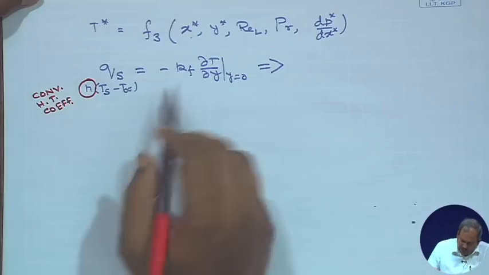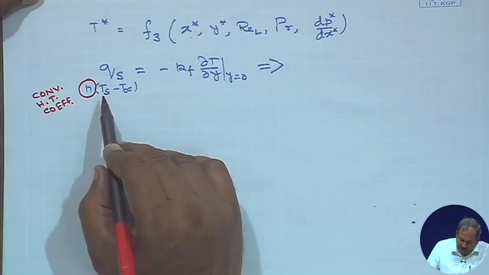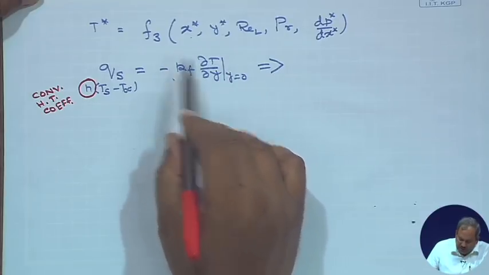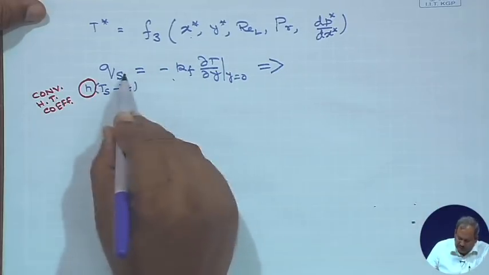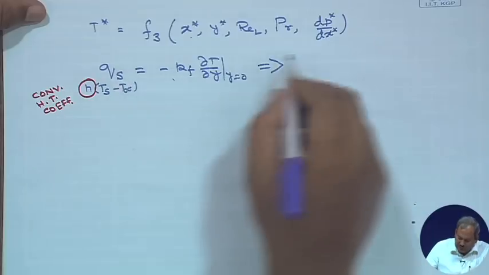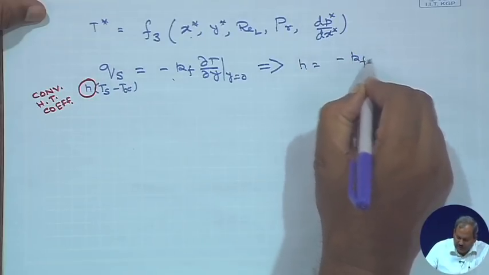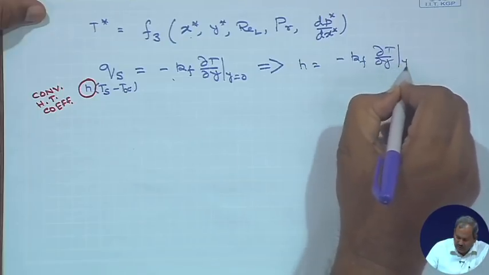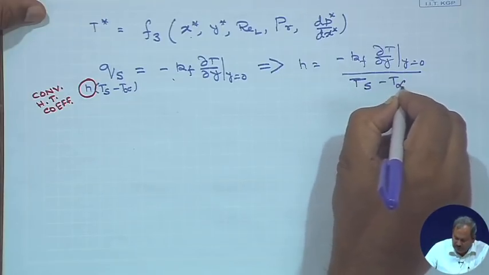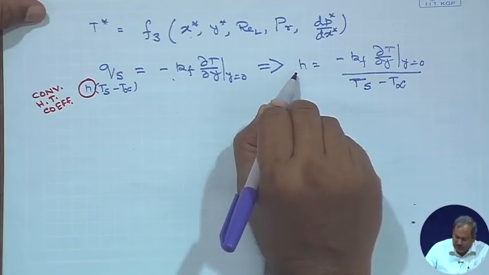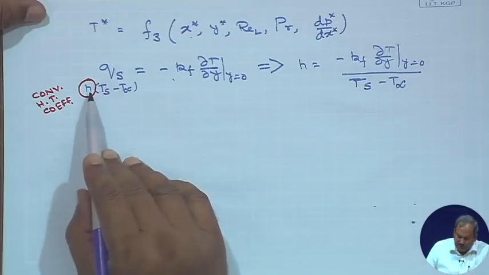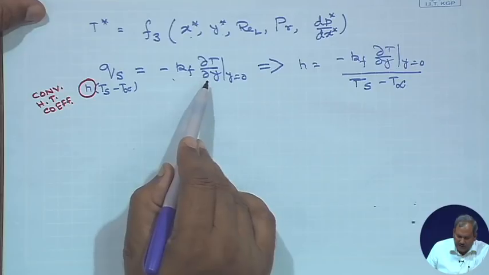So, this is Newton's law of cooling, and at the solid liquid interface, the convective heat transfer is equal to the conductive heat transfer, and therefore this equation defines the convective heat transfer coefficient that we have described before. So, this would simply give you h equals minus Kf del T del y at y equals 0 divided by Ts minus T infinity. That is the classical definition of the convective heat transfer coefficient, which is the conductive heat flux divided by the temperature difference, which comes from the equality of convection and conduction at the interface.